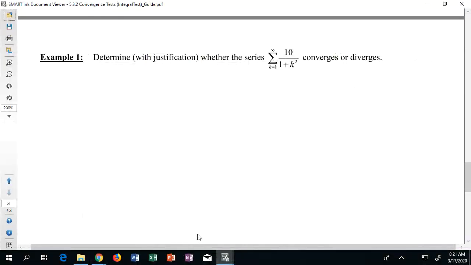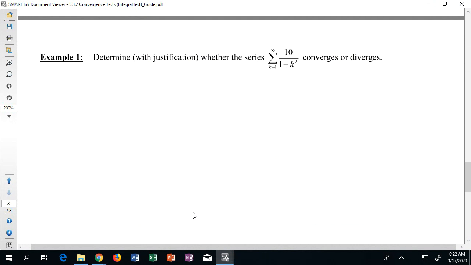Okay, well now we're going to go ahead and take a look here at example number 1. Try to get a sense of how we can actually use this particular theorem to address certain kinds of questions. So let's see, example 1: determine with justification whether the series listed here converges or diverges.